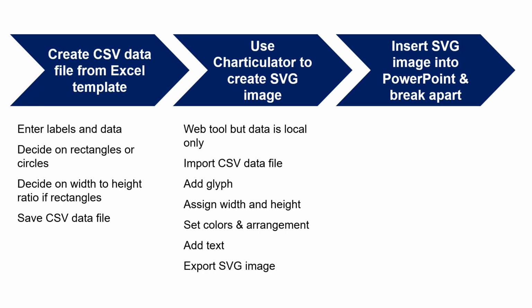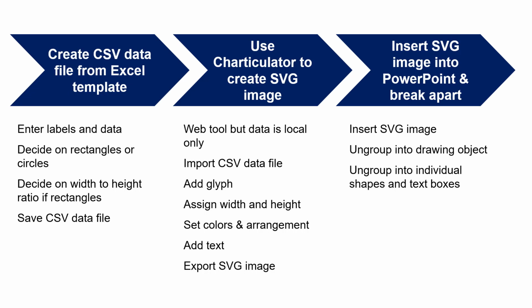So step three is to actually insert that SVG image into PowerPoint and break it apart so we can format it. So we insert the SVG image like we would any other image. We ungroup it because it comes in as an image, but PowerPoint knows as an SVG image, it's actually made up of individual objects. So we ungroup it into a drawing object, and then we can ungroup it further into the individual shapes and text boxes that we need. Now we can format those shapes with the colors from our organization's template and the text that we want. And finally, we can add animation if we want to so that we can build each of those shapes piece by piece, step by step, so we can tell our story.